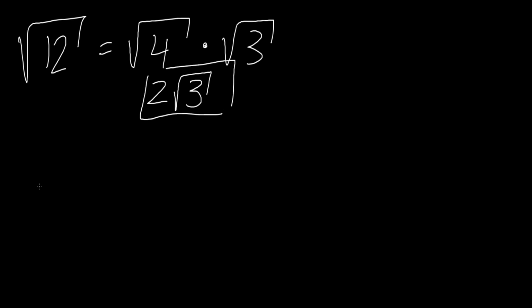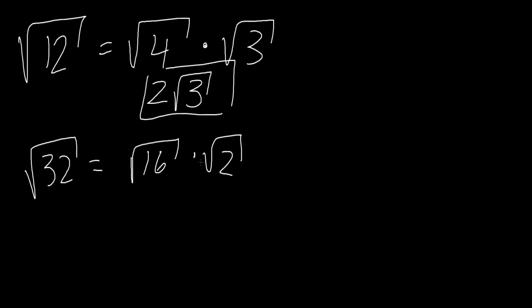Let's give another example. Let's say we had the square root of 32. What two numbers multiplied together equal 32, where one of the numbers you can also take the square root of? We know that the square root of 16 times the square root of 2 is equal to the square root of 32, because 16 times 2 is 32. You can take the square root of 16, which is equal to 4, and the square root of 2 just stays there. So you get 4 root 2 as your final answer.